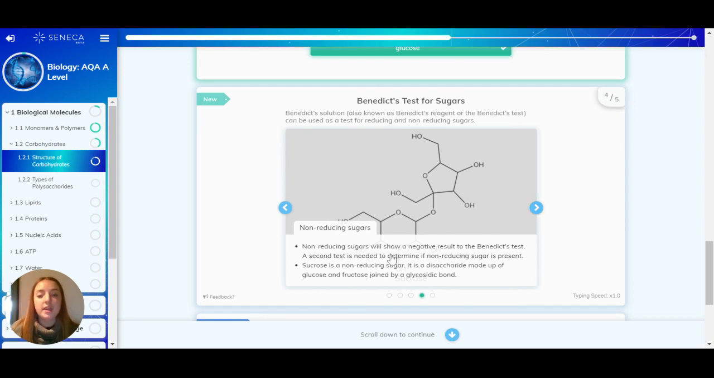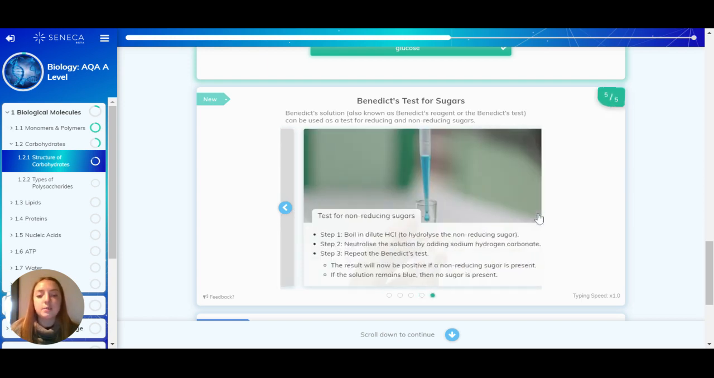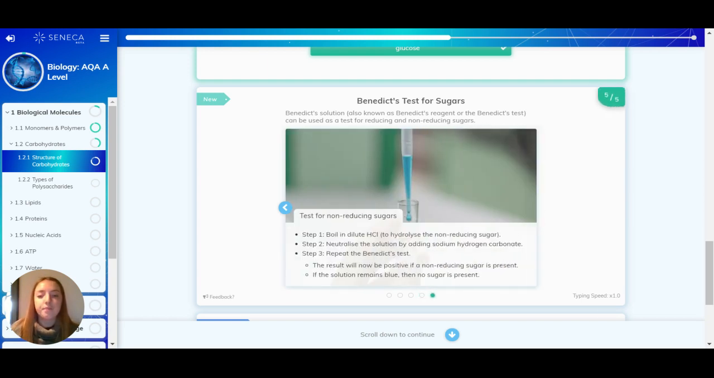Non-reducing sugars will show a negative result to the Benedict's test. This means you need a second test to determine if non-reducing sugar is present at all, because you'd also get a negative result if nothing was present. An example of a non-reducing sugar is sucrose. It's a disaccharide made up of glucose and fructose joined by a glycosidic bond.